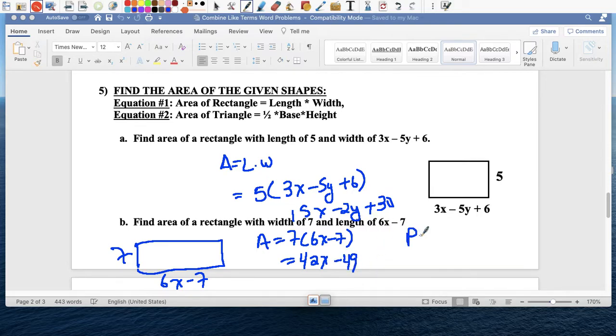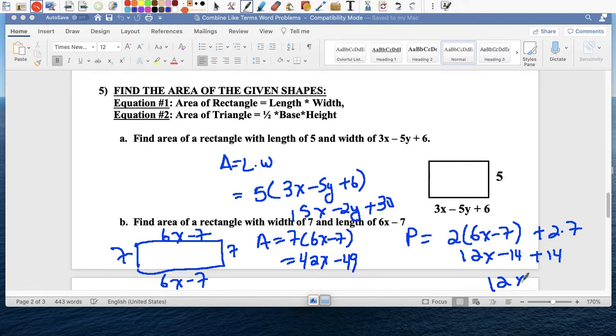If we want the perimeter, we're adding, so the perimeter will be all the sides. Combine all the sides, so let's write it out. It's 2 times 6x minus 7, right, plus 2 times 7. Gives us 12x minus 14 plus 14. And the final answer is just 12x because these two become 0.